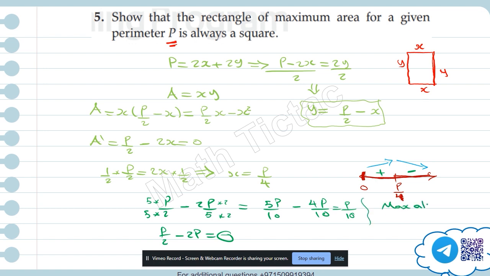Which means there is a max at x equal to P over 4. Let's find y by substituting in P over 2 minus P over 4. So this is equal to P over 4. Which means y is equal to P over 4 and x is equal to P over 4, which means they are equal, which means you have a square over here.